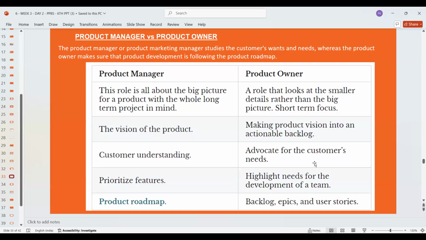Sorry, I was on mute for a couple of minutes. So yes, thank you so much for reading it out. What we have seen here is the difference in their focus area or the difference in their execution, right?